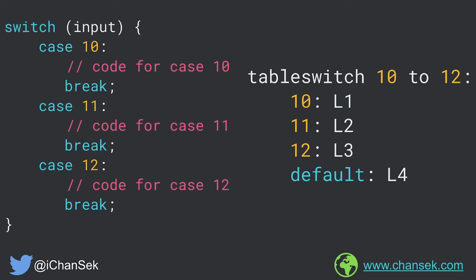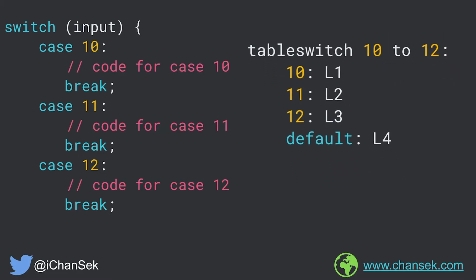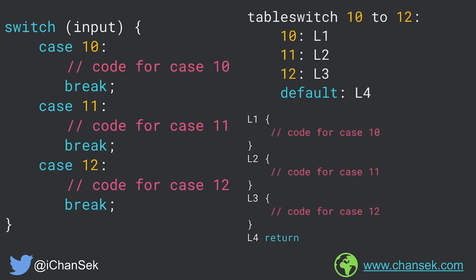The first argument to this command, which is 10 in this example, is called low. The second argument, which is 12 in this example, is called high. Correspondingly, we have all the cases ranging from low to high along with the default case. Now let's see what these L1, L2, L3 and L4 are. These are nothing but labels with the code of their corresponding cases. For example, L1 is the label having the code for case 10, L2 is the label having the code for case 11 and so on. Notice that the L4 label has a comment instead of any code, but ideally it can have the code which is defined in the default case of your switch statement.